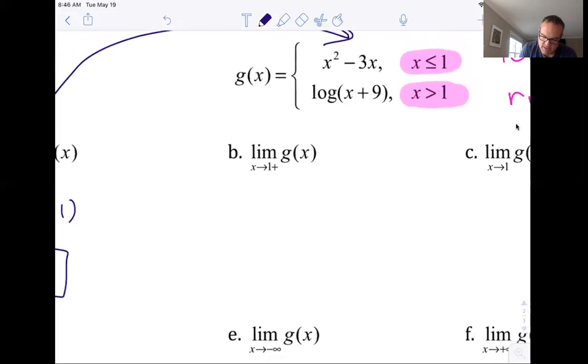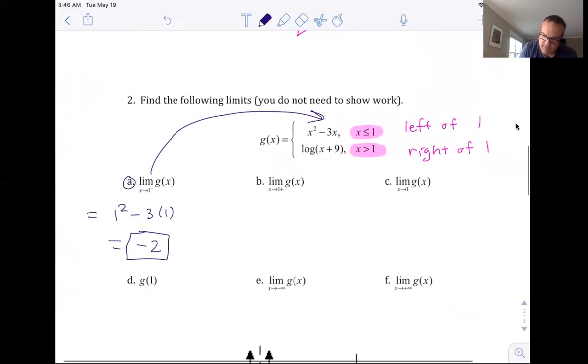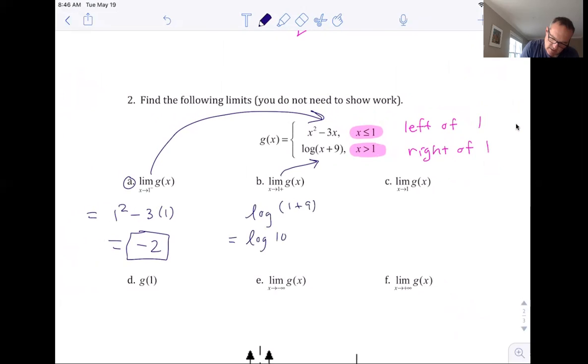Now, part B says 1 plus, that means the right side of 1, right? That's what that little superscript means. So I'm plugging into that, still plugging in 1. I get 1 plus 9, so that's the log of 10. And the log of 10 is just 1. If you forgot that, jam it in your calculator. Don't forget, log has a little 10 down here. So 10 to the first power equals 10.